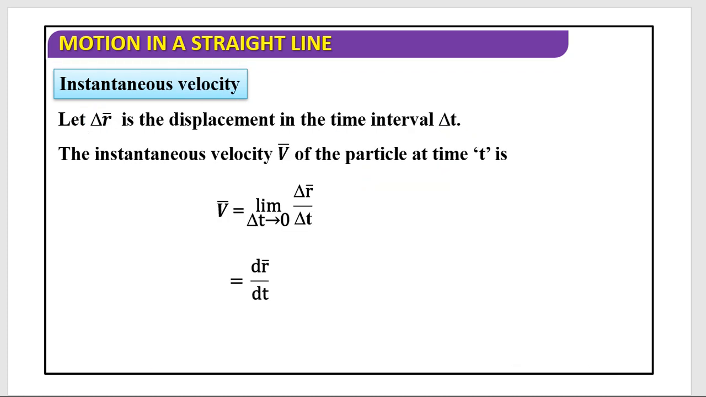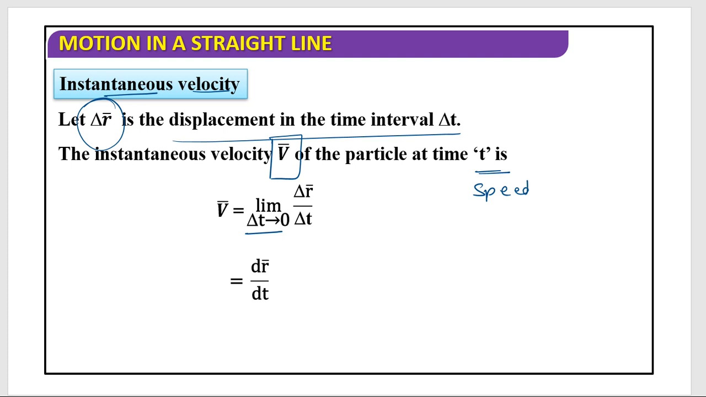So what is instantaneous velocity? Basically, let's say delta r is the displacement in the time interval delta t. Then if I want to write the instantaneous velocity v of the particle at time t, I can write it as the limit delta t tends to 0, where delta t is a very small amount of time.